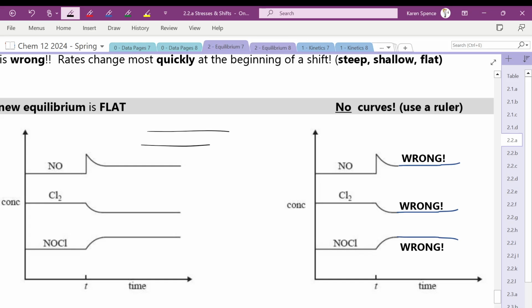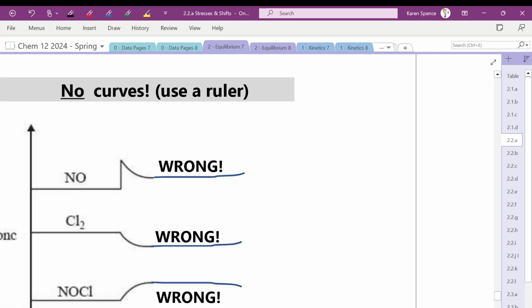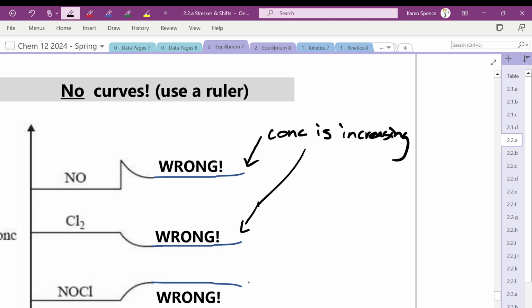So it's okay if you can't. If you can't, just get yourself a ruler. Because if you draw it like this, that means the concentration is increasing. Yes? At the end, concentration is increasing. Oh, concentration is decreasing.